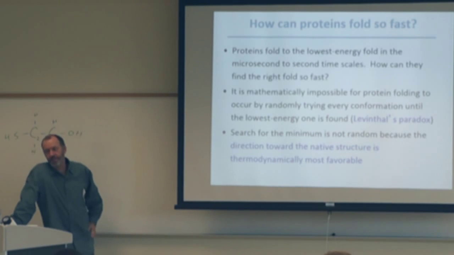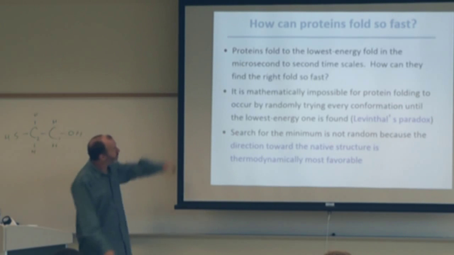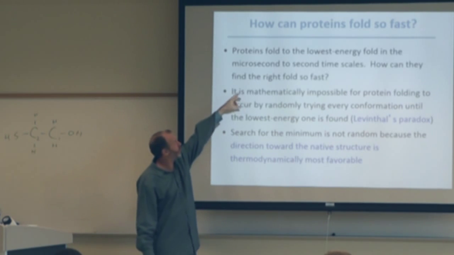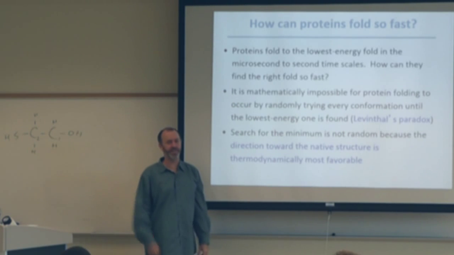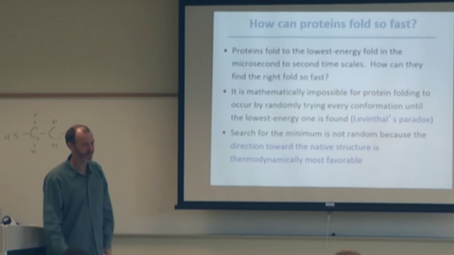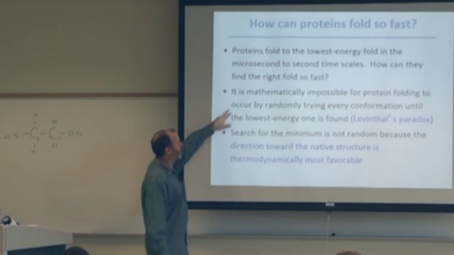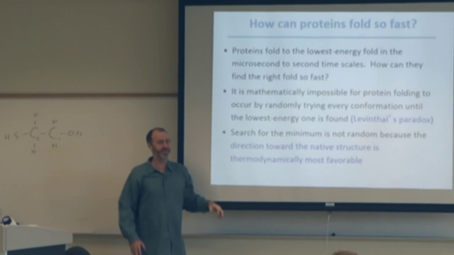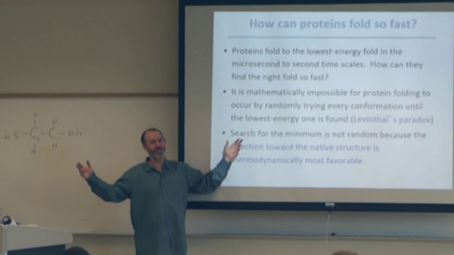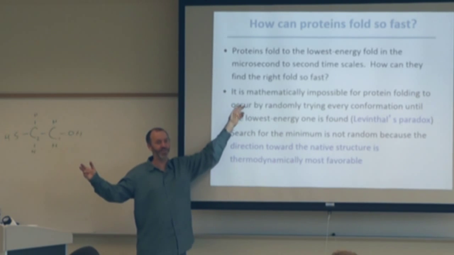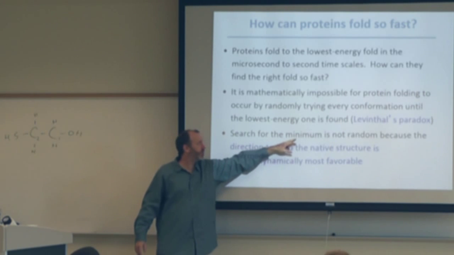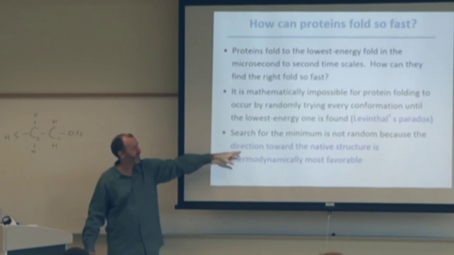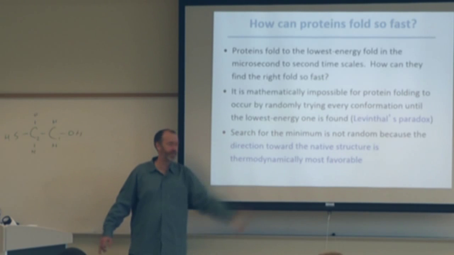So how do they fold so fast? They're going to fold to the lowest energy fold in the microsecond to second time scales. Microsecond is 10 to the minus 6 seconds, so it's like 1 million microseconds in a second. And it's mathematically impossible for the protein folding to occur by randomly trying each conformation. It's impossible for it to fold that fast that way. So the search is not as random, because the direction toward the native state structure is thermodynamically most favorable.